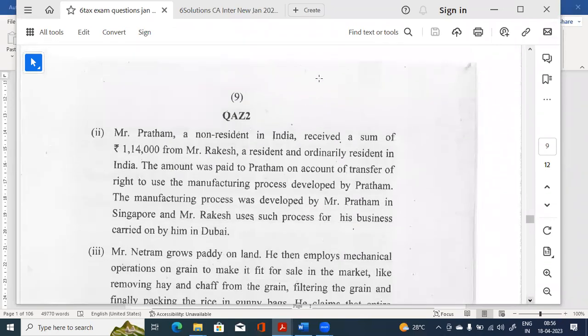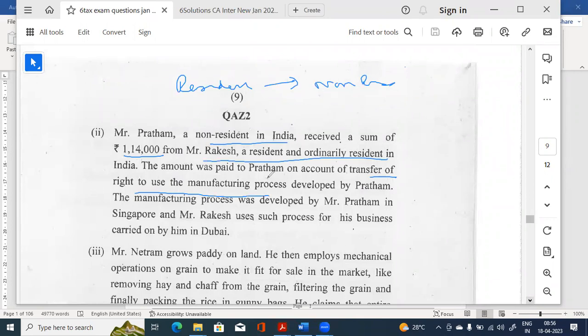Mr. Pratham, a non-resident, received a sum of 1,15,000 from Rakesh, a resident. So, a resident to non-resident, on account of transfer of right to use the manufacture process. Now, why did he receive it?